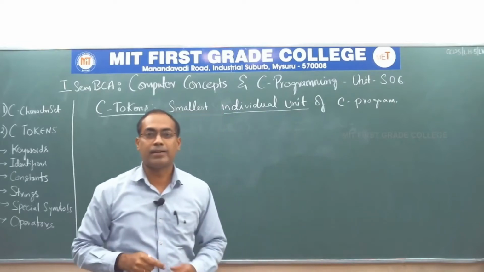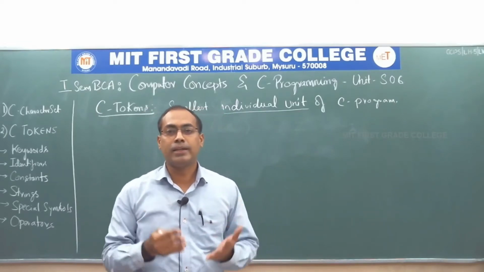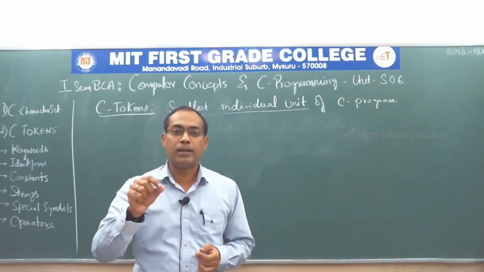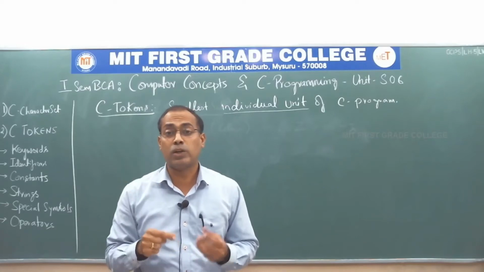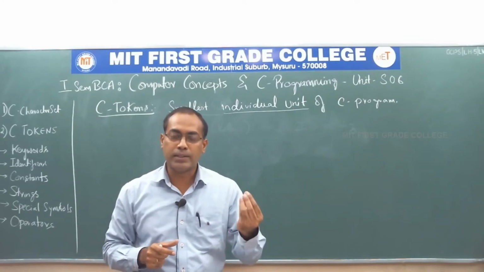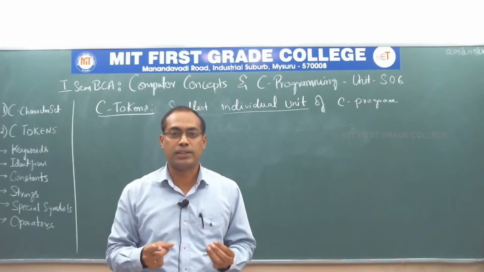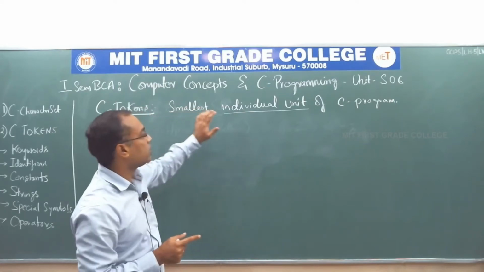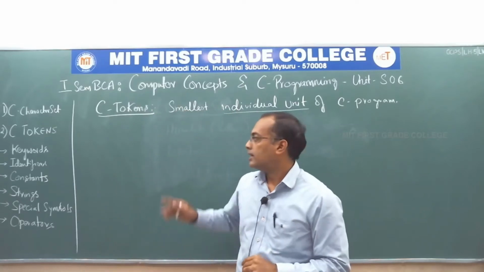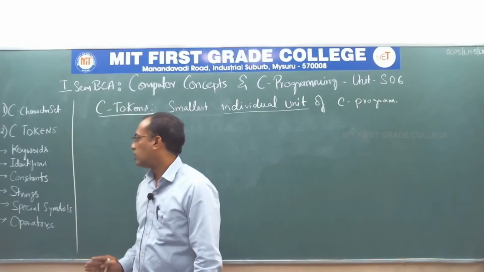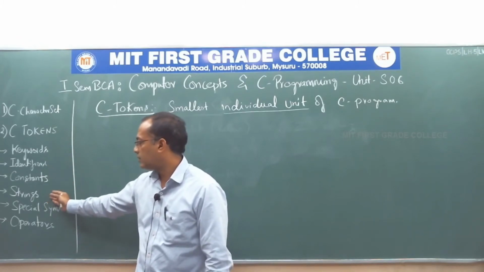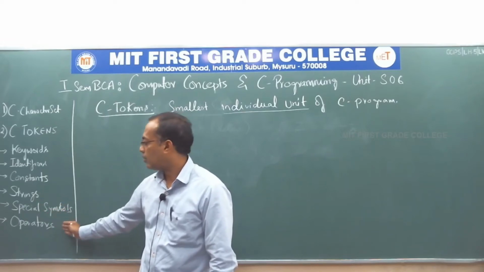See, take for example an English passage. In an English passage, there will be words and there will be punctuation. So, if I ask you what you mean by the tokens in that English passage, I can say that the words and the punctuation are the tokens. Likewise, the smallest individual units or parts of the C program are called C tokens. There are altogether 6 C tokens: keywords, identifiers, constants, strings, special symbols and operators.